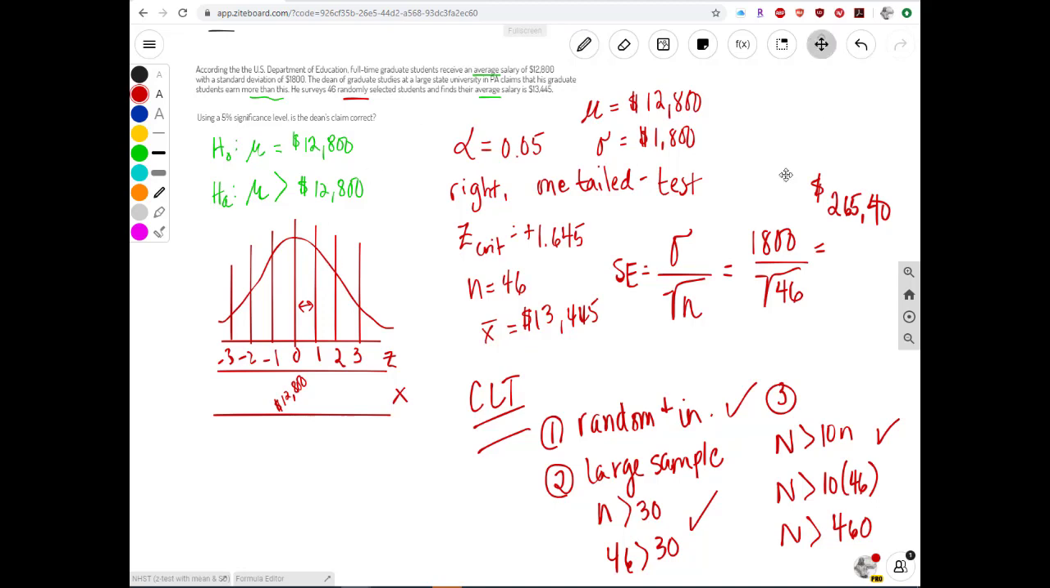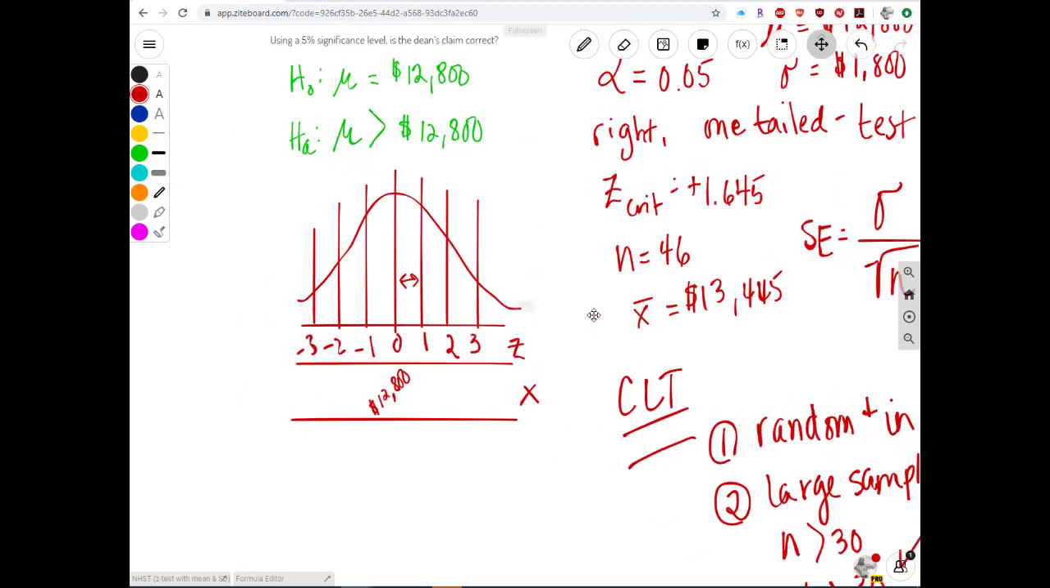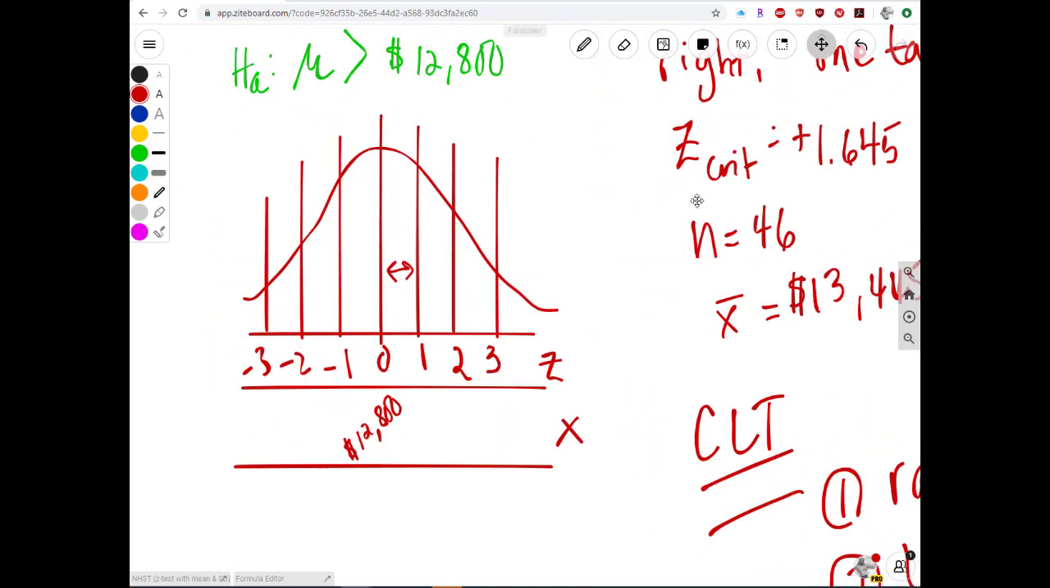I apologize if this zooming in and out is difficult on your eyes. I hope I'm not giving anybody motion sickness. I just can't write that tiny.